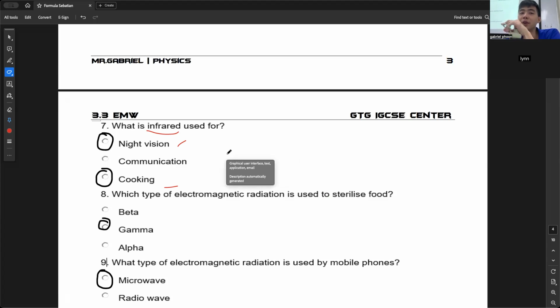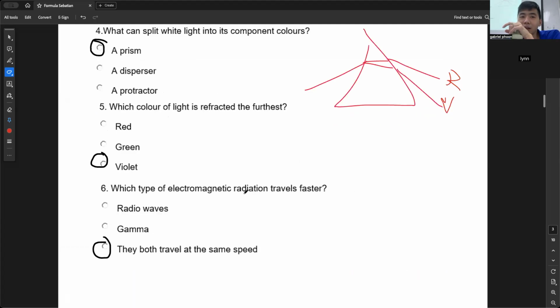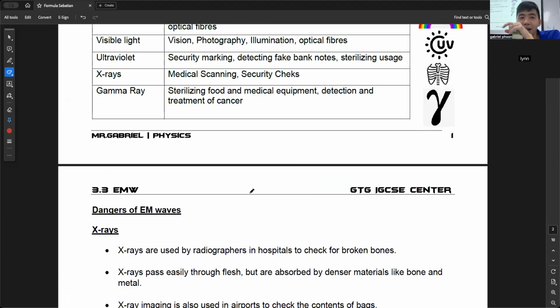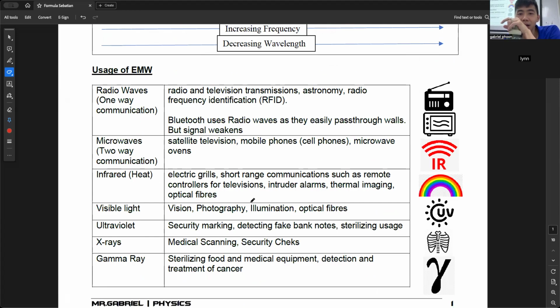No, communication is definitely not. Communication is radio or microwave only. This is short range communication though. I wouldn't say this is for communication. Like short range as in this thing can control this thing through infrared, right? But when we talk about communication in general, it's like further apart. So no, the answer is definitely not communication.